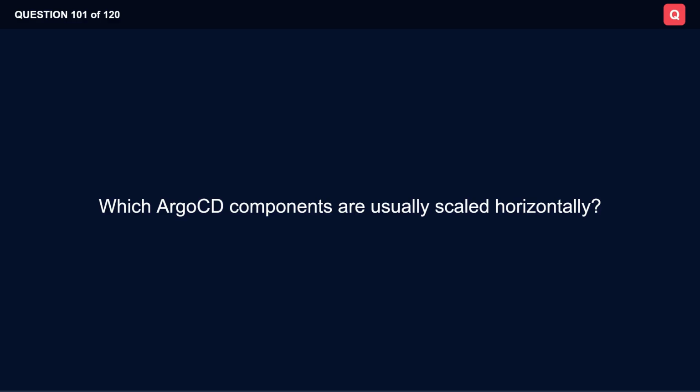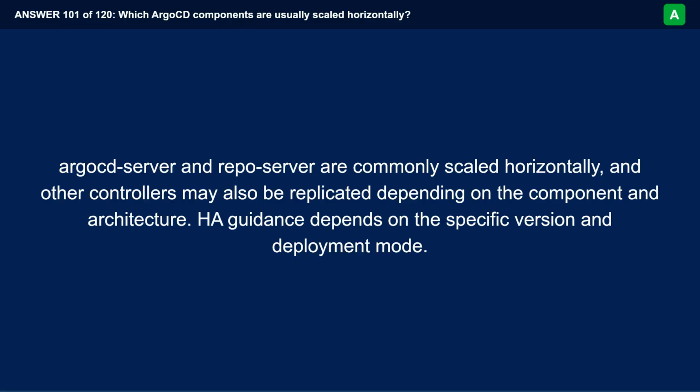Which ArgoCD components are usually scaled horizontally? ArgoCD server and repo server are commonly scaled horizontally, and other controllers may also be replicated depending on the component and architecture. HA guidance depends on the specific version and deployment mode.